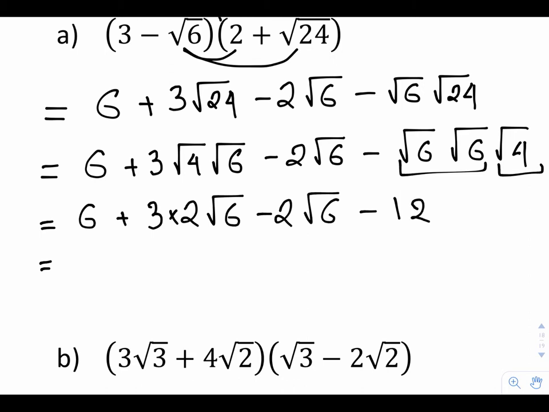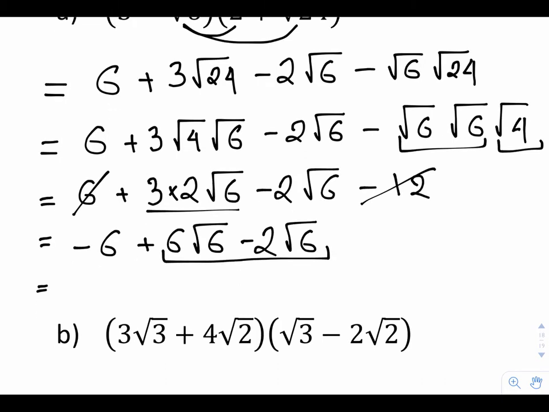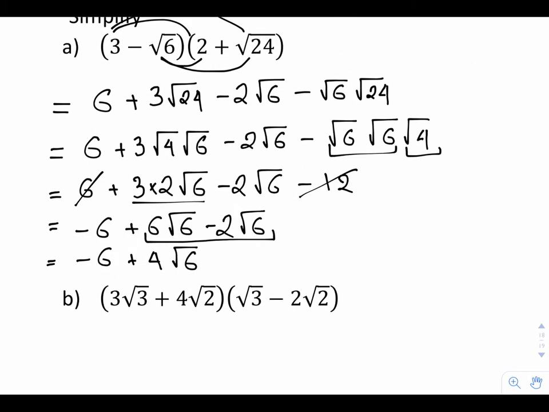And I can combine the 6 and the negative 12 together to give me negative 6. And then this guy here will be plus 6 root 6 minus 2 root 6. My like terms would be these two guys because they're both root 6 terms. I'm left with negative root 6 plus 4 root 6. And there is your final answer for part A.